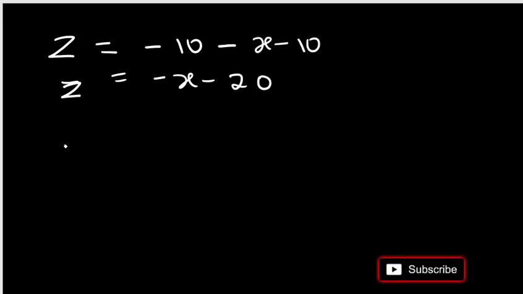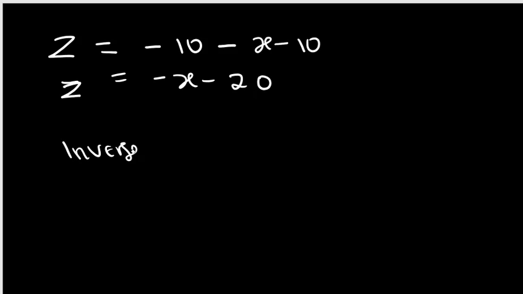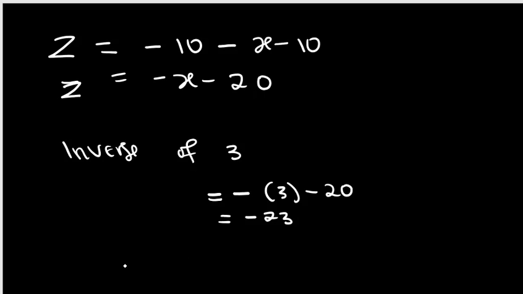So this is the expression for the inverse. Therefore, if the question wants us to find the inverse of 3, this will be equal to negative x minus 20, where x is our element, so we put 3 there. Negative 3 minus 20 gives us negative 23. Therefore, the inverse of 3 is negative 23. We do the same thing for the inverse of negative 5.